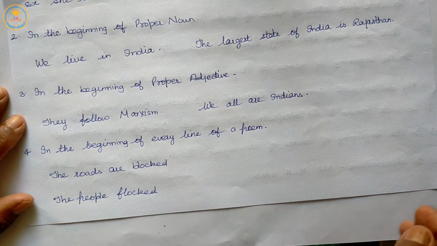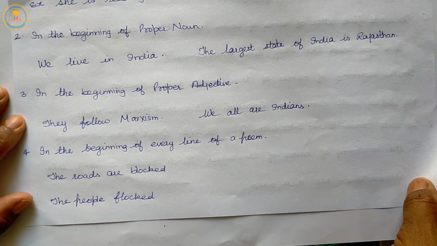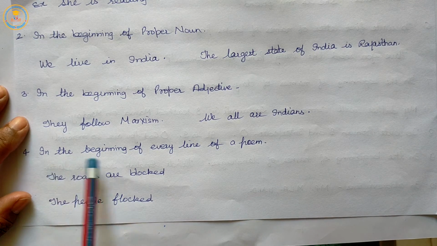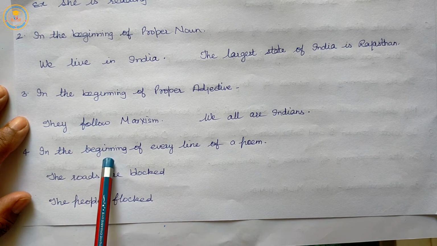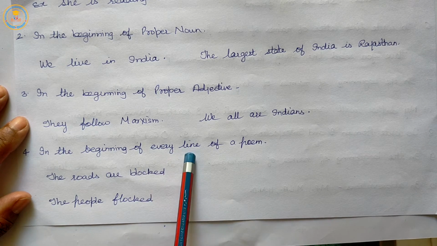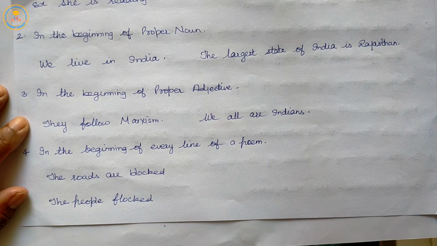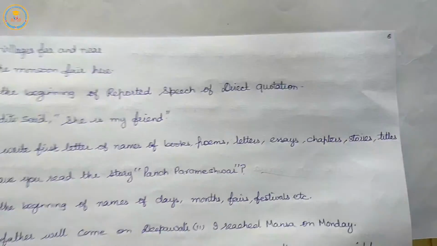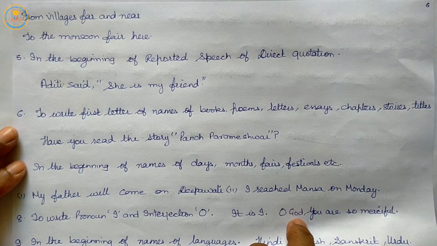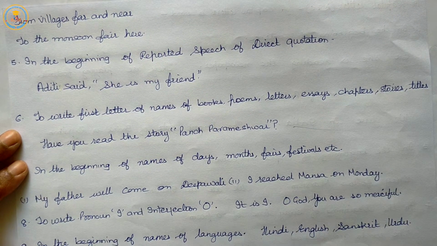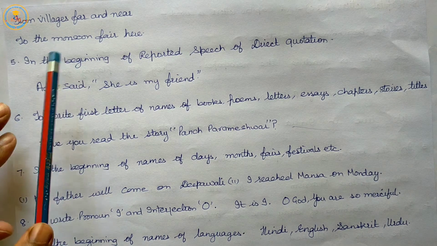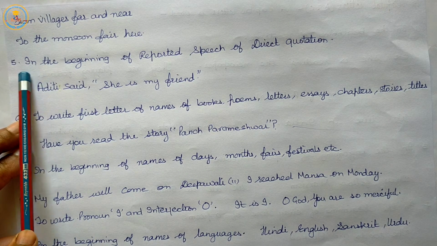We use capital letters in the beginning of every line of a poem. Example: The roads are blocked, the people flocked from villages far and near to the monsoon fair here. So we use capital letters in every line of the poem.